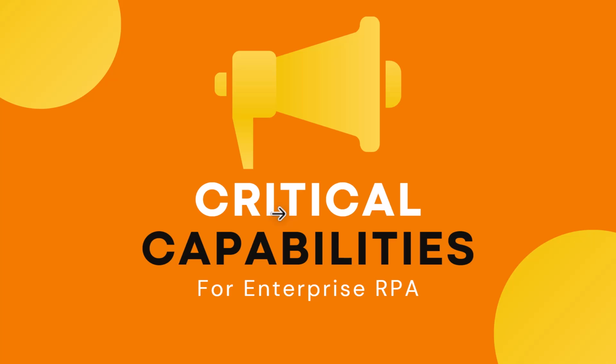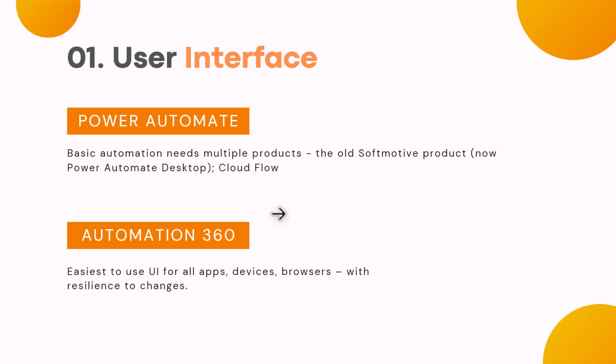We can compare both these platforms based on the critical capabilities for enterprise RPA. First is user interface. In Power Automate, basic automation needs multiple products. When I say multiple products, there are two at the moment, Power Automate Desktop and Cloud Flow. As I discussed earlier, it was the old Softomotive Win automation product which was transformed into Power Automate Desktop.